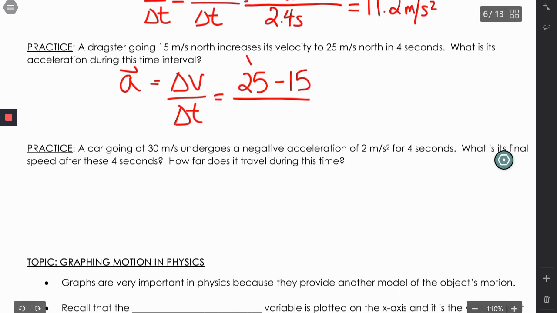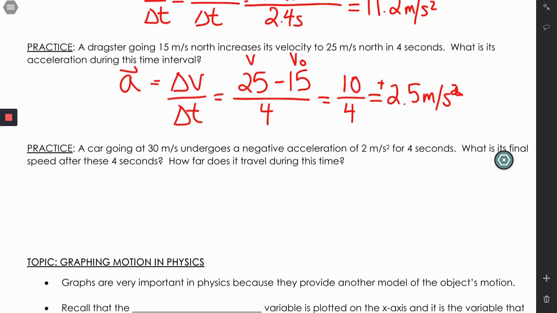But if we just keep following through with our formula, V is our final, 25 is our final velocity, our initial velocity is 15, and we're going to do this in 4 seconds. So it's going to be 10 over 4, which is 2.5 meters per second squared. Again, positive, because we're increasing our speed from 15 to 25.